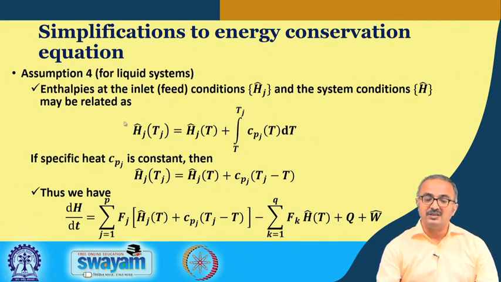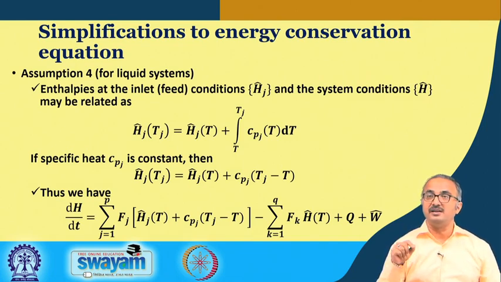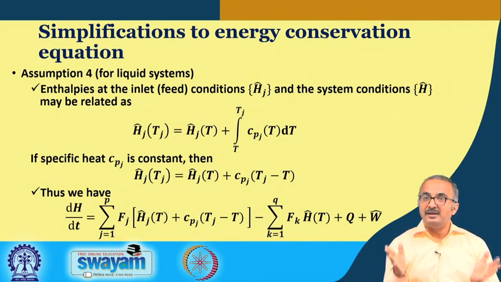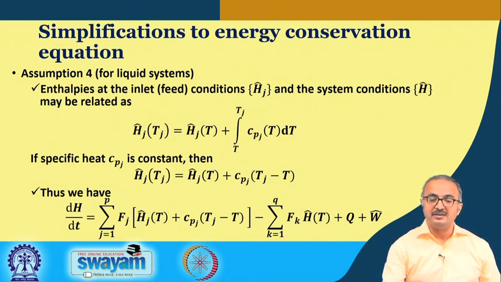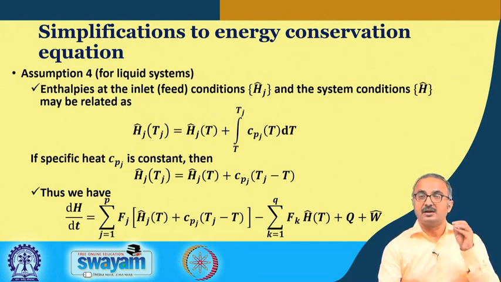Because we know this relation is coming, because we know that the enthalpy does not have any absolute value, it is always dH, we write dH equal to CpdT. So, in this case we are just expanding that dH equal to CpdT in this way, so that we find, at the feed condition or the conditions of the incoming streams, what is the enthalpy in terms of the enthalpy of the system. Okay. So, that is why we are doing this kind of manipulation.